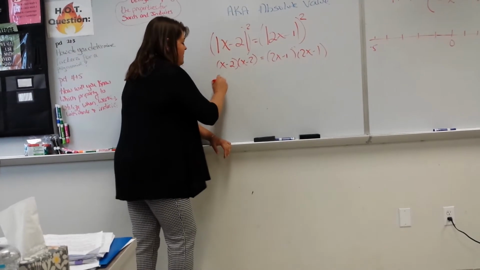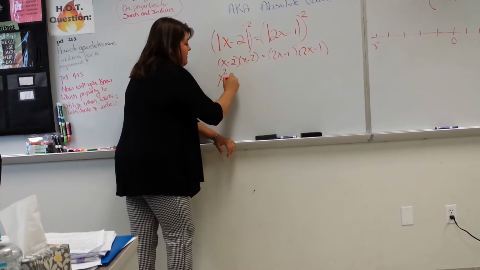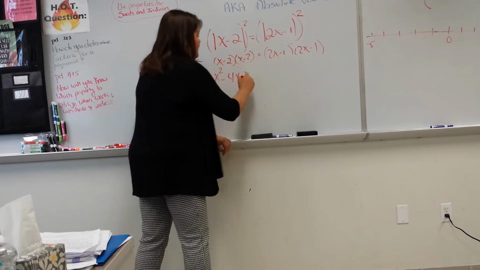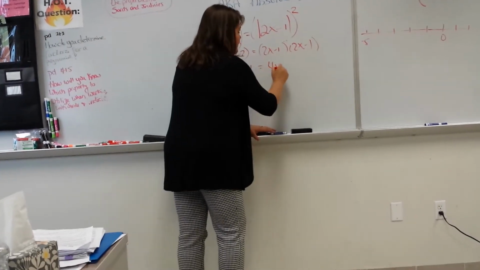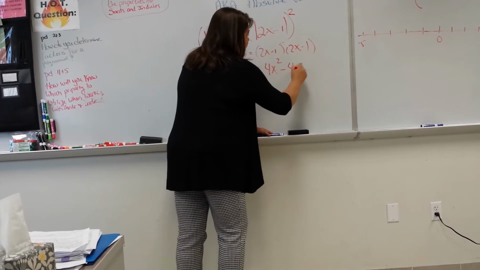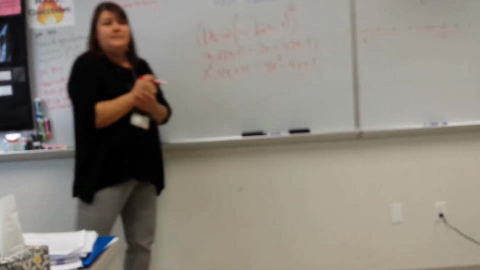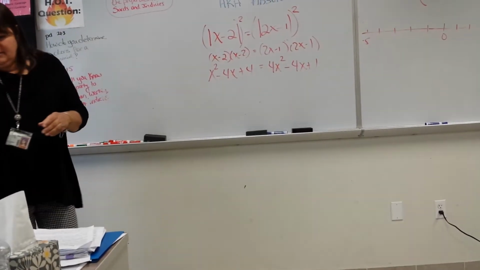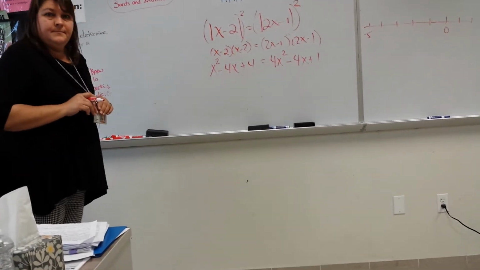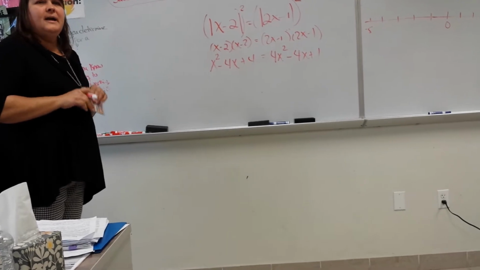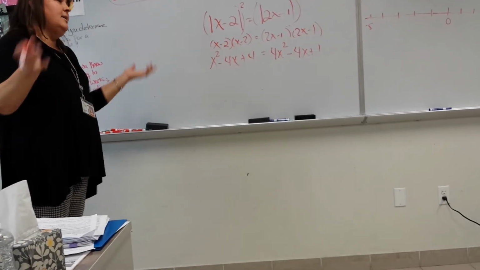So we would have x squared, right? Minus 4x plus 4. So far, so good? Equals 4x squared minus 4x plus 1. Are we good? Comfortable? What should we do now? You should combine like terms, bring it all to one side. It screams, I'm a trinomial, set me to 0.